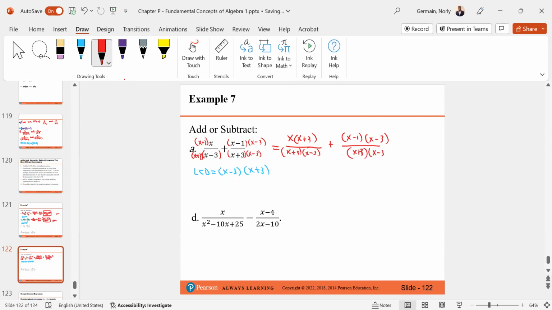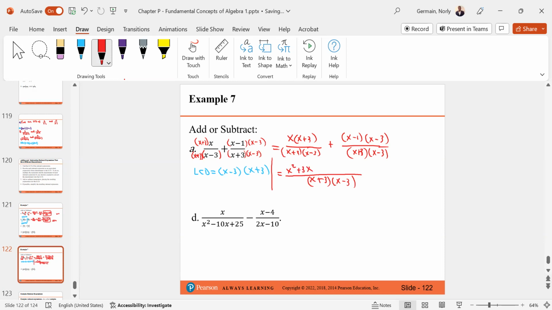Focus on your numerator because for now, we know that the denominator is the same and the sign in the middle is positive. So it's okay just to write x plus 3 times x minus 3, same denominator. We can add the numerators, but let's distribute. X times x gives you x squared. X times 3 gives you 3x. We're done with the first part.